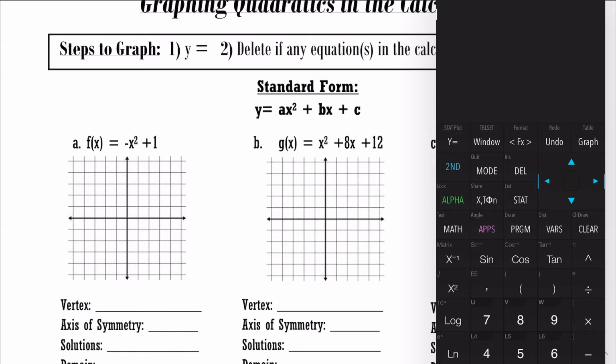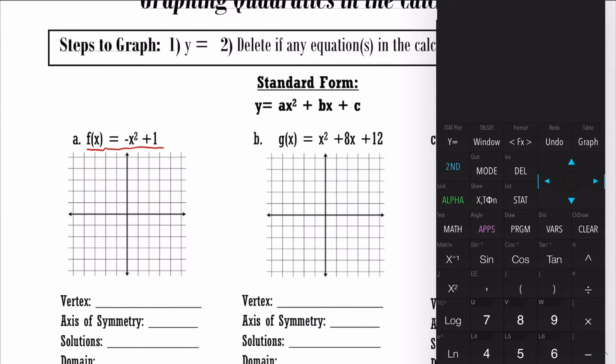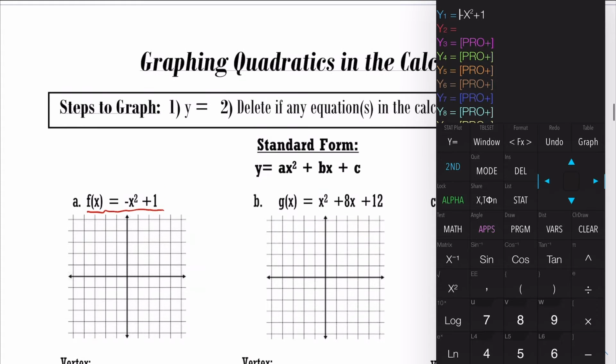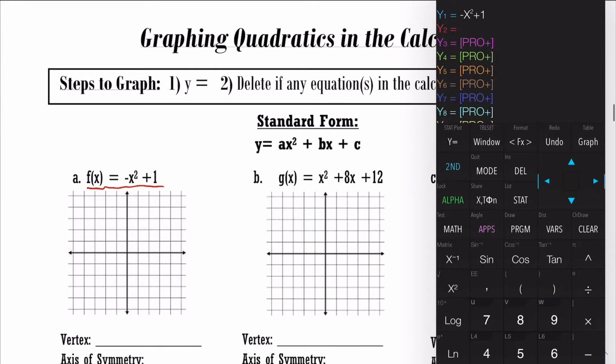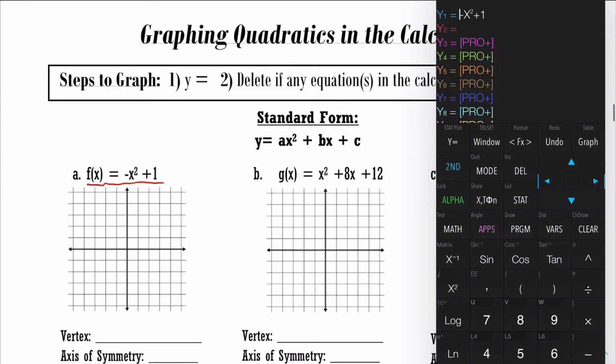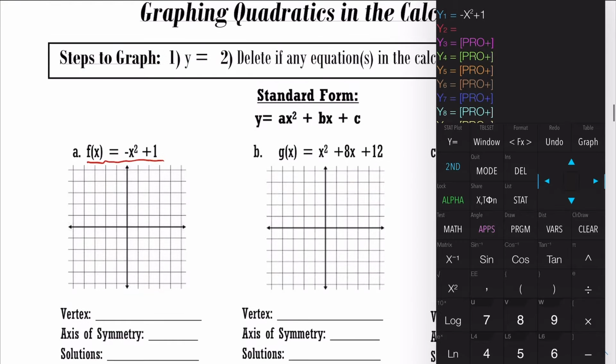We have our first equation for question A: f of x equals negative x squared plus 1. I'm looking over here at the left side. f of x equals negative x squared plus 1. That's going to be the first equation we type in. Remember, the first thing you push is y equals. That note is even written here at the top of the paper. Then, if there's something in there, you should delete it by pushing the clear button. But I actually already typed this one ahead of time, so I have negative x squared plus 1 written for y1.